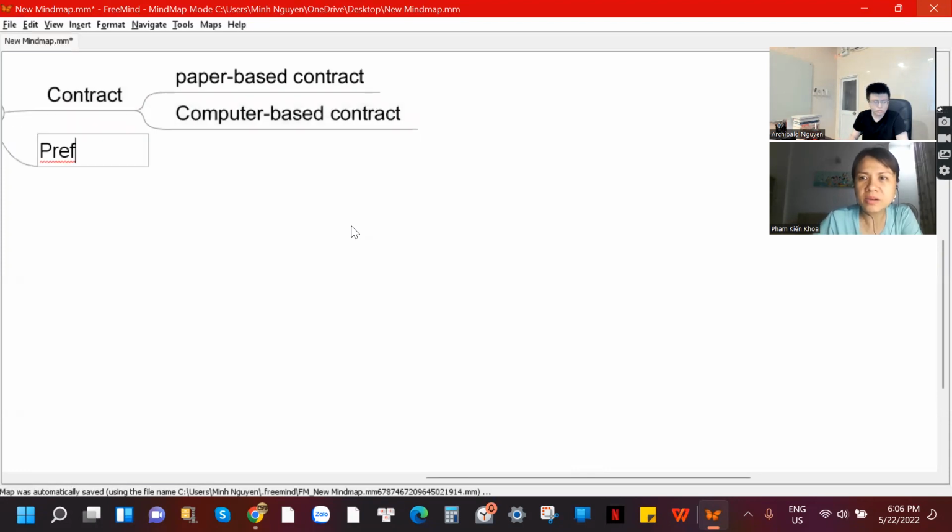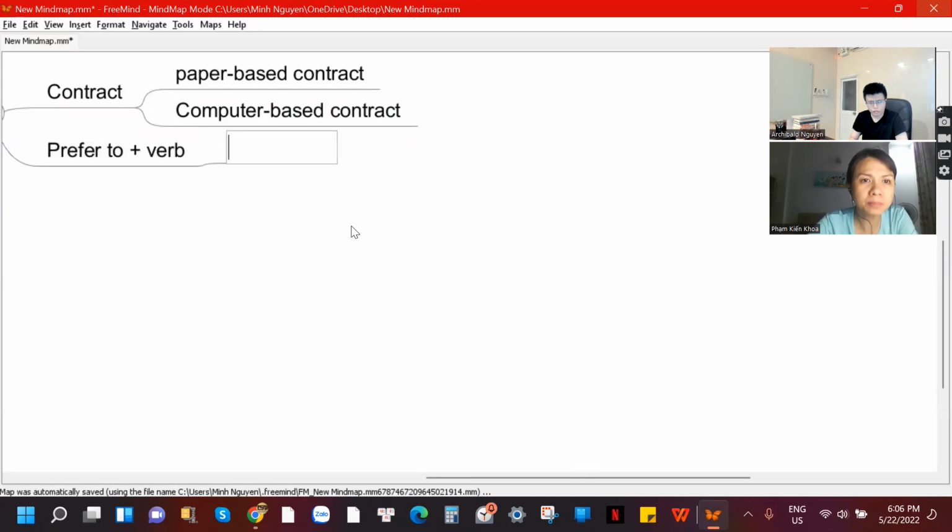Yes, currently in my company, we use two kinds of contract, paper-based and computer-based contracts also. We have a system where we upload the approved computer-based contract to the system. Besides that, we also save the paper-based contract in documentary files. Yes. Okay, so right here, I got everything from you saying.